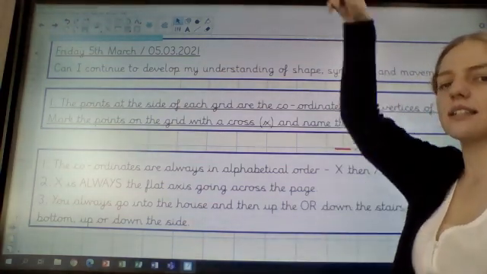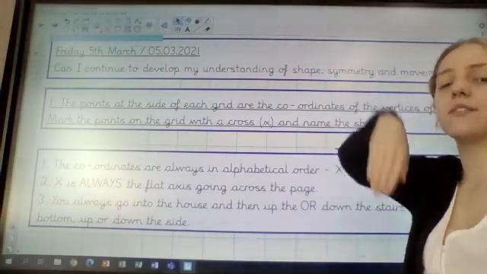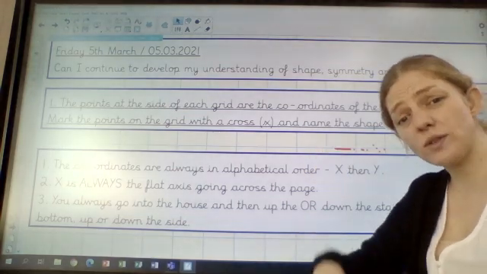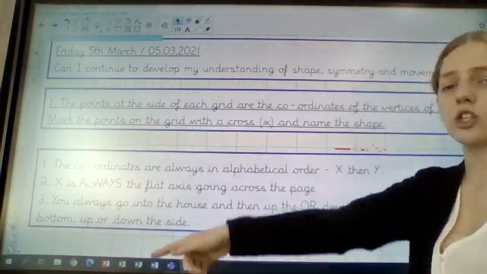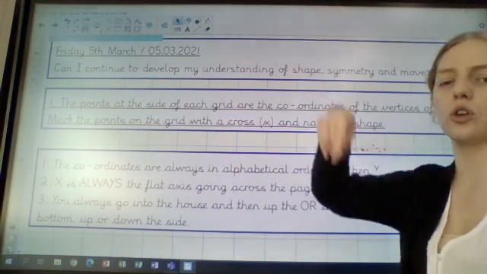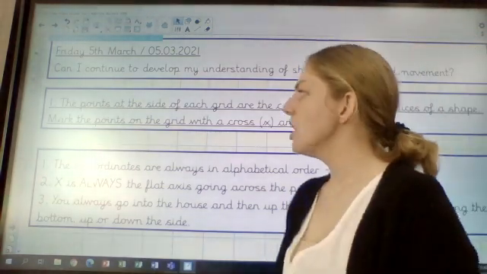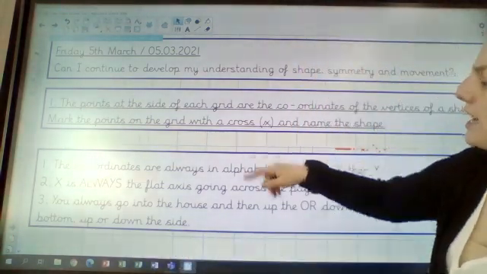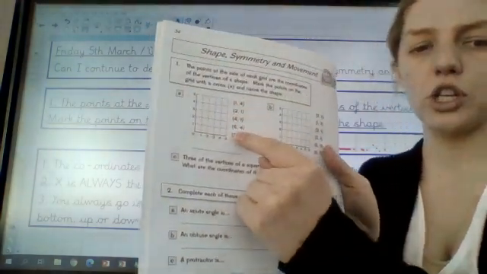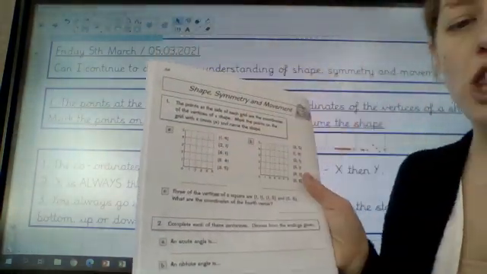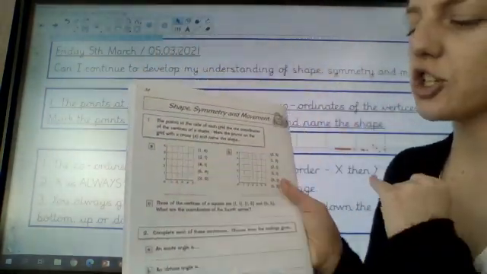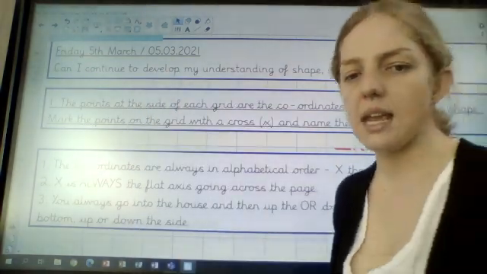Now, if your y-axis goes up and down because you've got positive and negative numbers, you can go down as well, but you must always go into the house before you go up and down the stairs, okay? So all you are doing for this one is you're going to read the different coordinates that you've been given, and then you're going to mark them onto your graph. It's going to create a shape, and then you're going to write the name of the shape down.